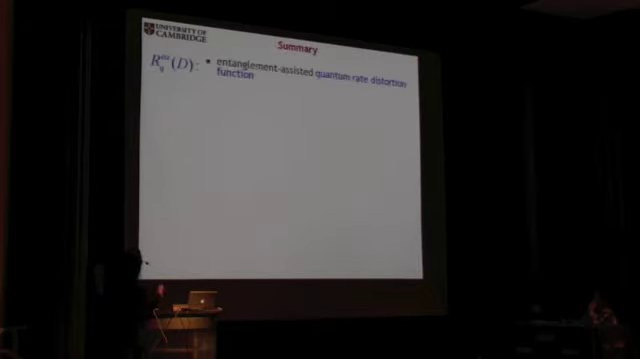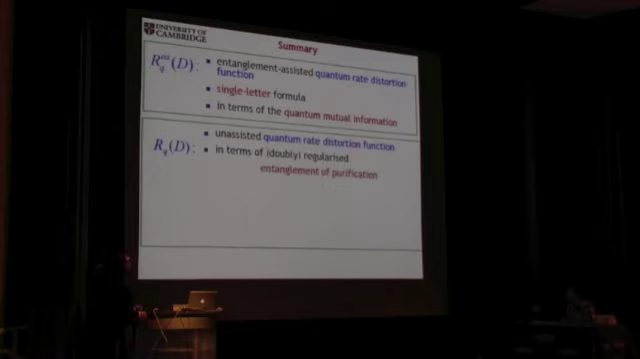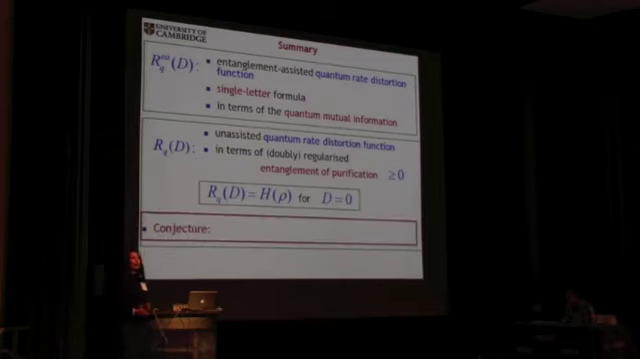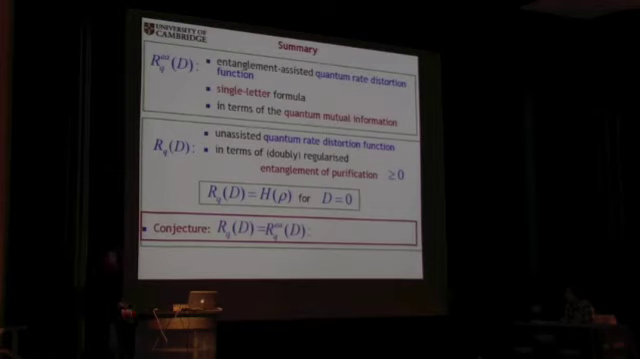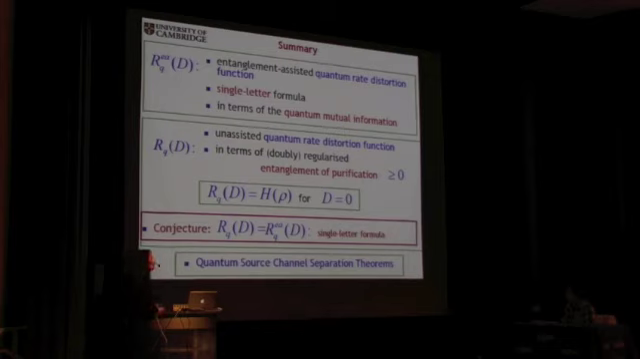So to summarize, I've talked about the entanglement-assisted quantum rate distortion function and obtained a single letter formula in terms of the quantum mutual information. For the unassisted case, we found a regularized formula in terms of the entanglement of purification, but which reduces to the Schumacher compression result for d equal to 0. But most importantly, we have a conjecture that actually it can also be given by a single letter formula identical to that of the entanglement-assisted case. And I'll leave the reason behind it to the question session. And finally, we talked about some quantum source channel separation theorems. Thank you.